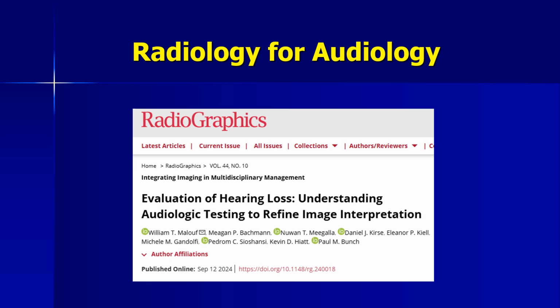In the next few slides, I would like to go over several clinical cases from this particular article that was published in Radiographics from a group at Wake Forest University. This article demonstrates excellent audiology and radiological correlation in some of these clinical cases, and I thought this would be very interesting and useful for our audiology colleagues.